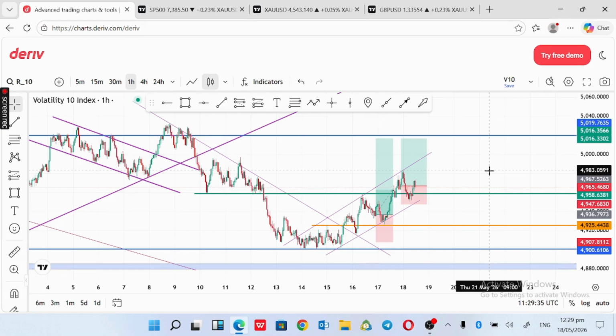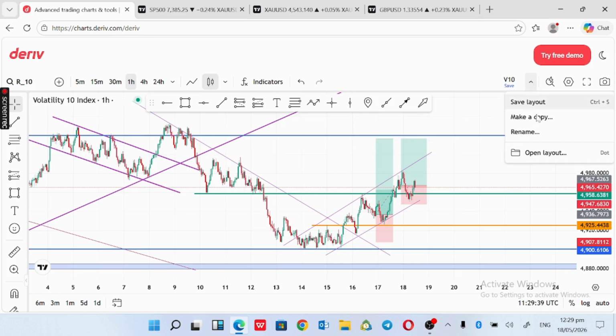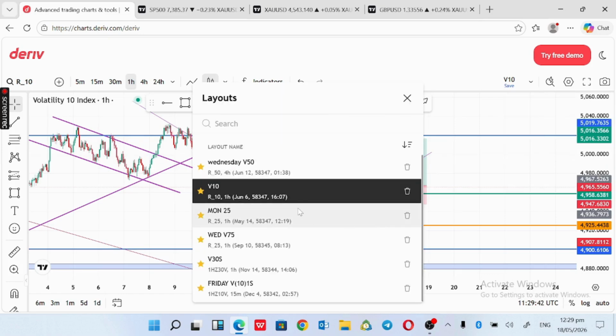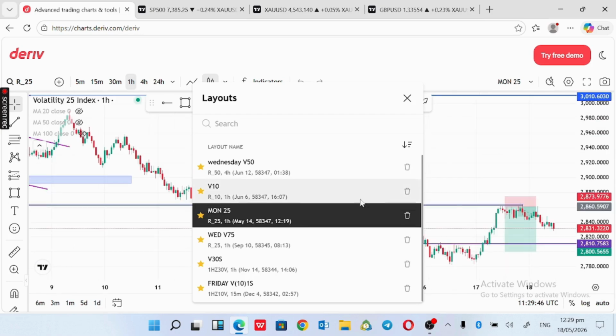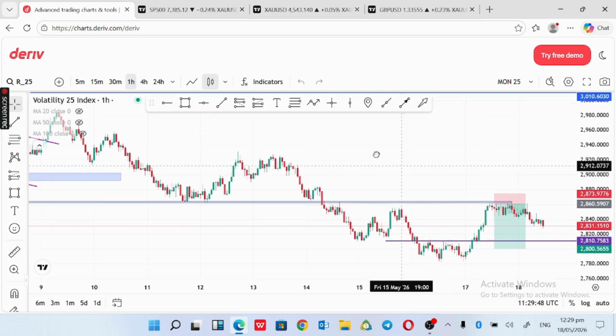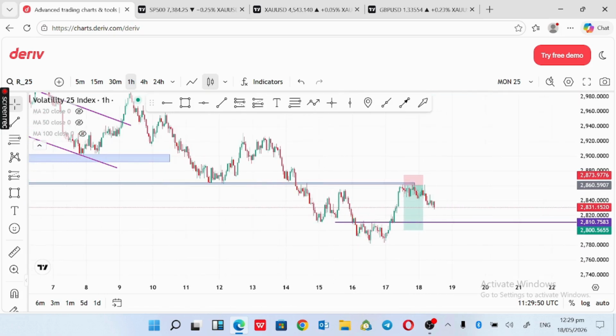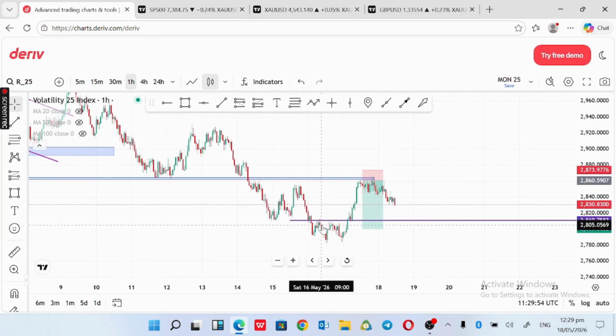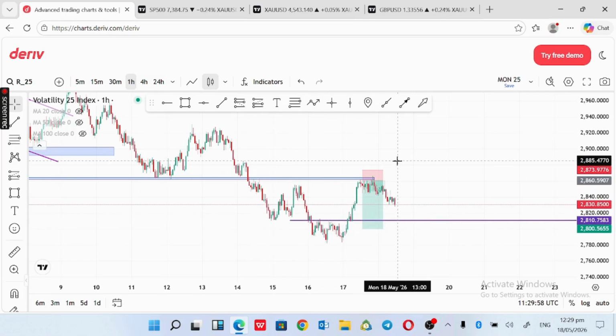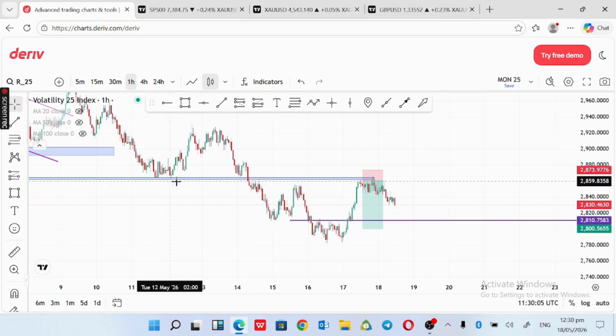Let's just also quickly look at V25. I told you I'm going to give you two pairs here. On the V25, as at yesterday when I entered the trade, it was a downtrend. Because it was a downtrend, I waited for a retracement back to the 2,860 zone, which was a zone that has a very strong resistance.